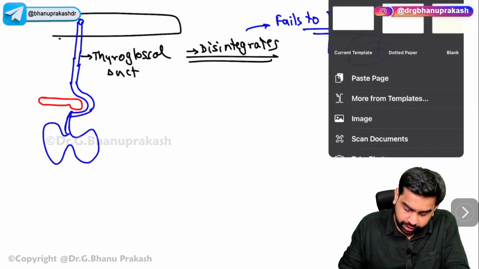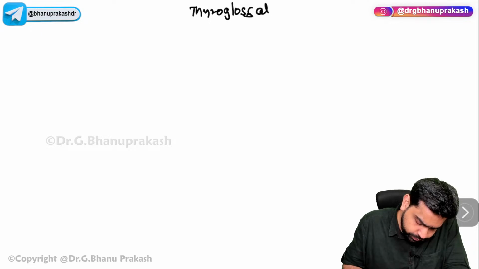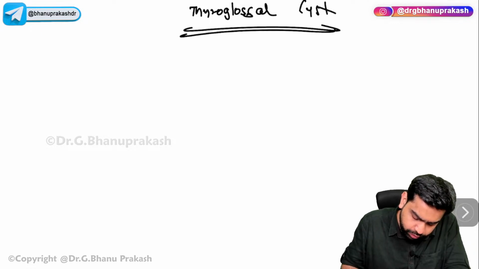So what is a thyroglossal cyst? A thyroglossal cyst is a condition where there is a remnant of a thyroglossal duct. That's fine. So this thyroglossal cyst is basically a remnant of your thyroglossal duct.